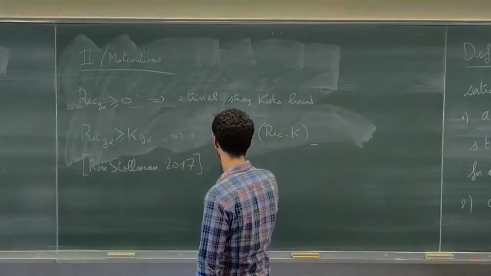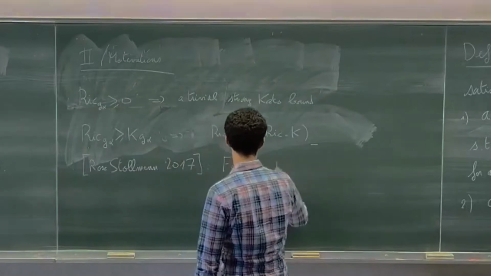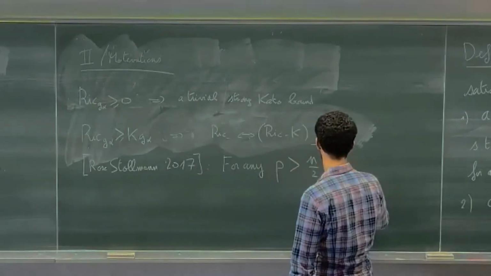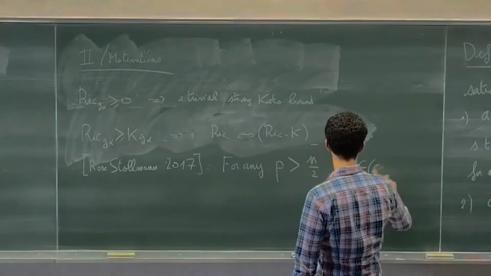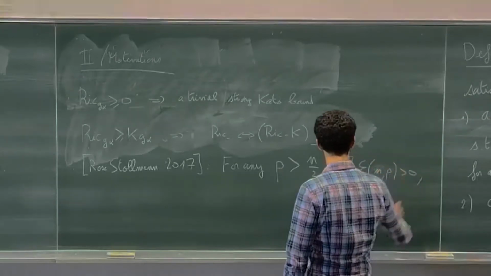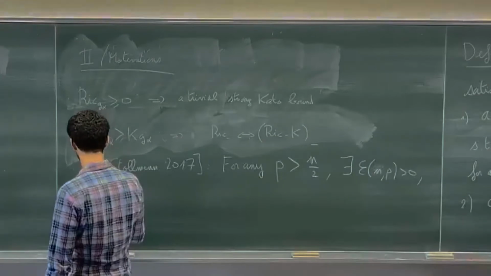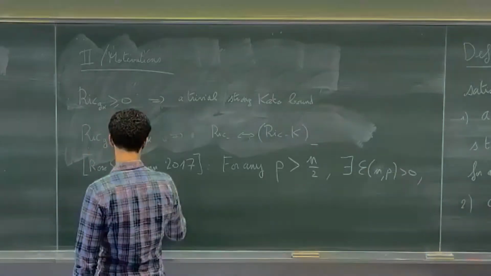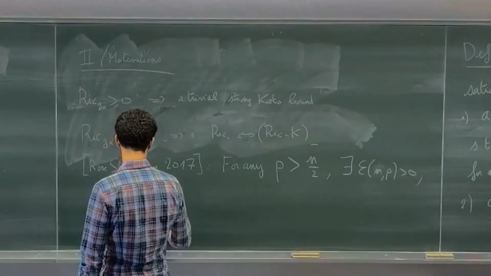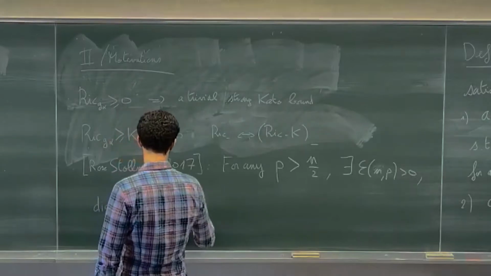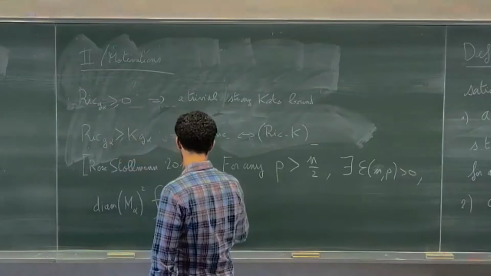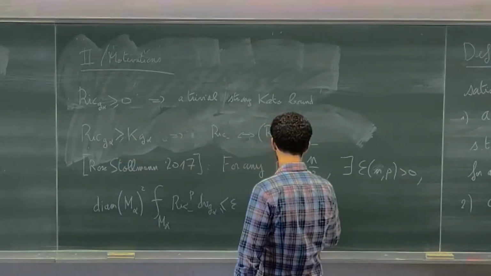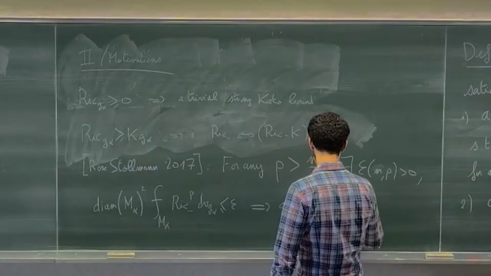For any p greater than n over 2, there exists some epsilon, depending on n and p, positive, such that if the sequence of manifolds satisfies this Lp bound on the mean value of Ricci minus, it implies a strong Kato bound along the sequence.